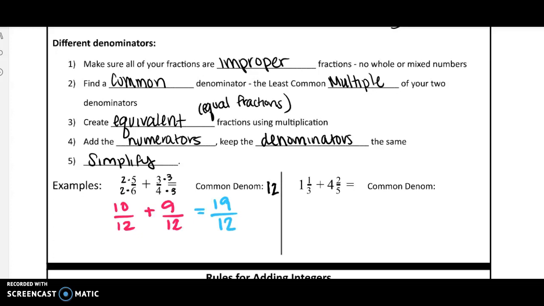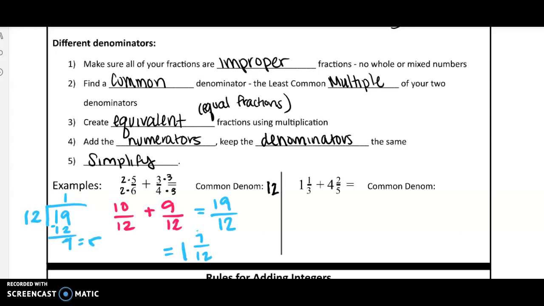12 goes into 19 one time with 7 left over. And you can figure that out by doing 19 divided by 12. 12 goes in there one time. And then so 1 times 12 is 12. Subtract, and we get 7. So that's my remainder of 7, which turns into my top number.